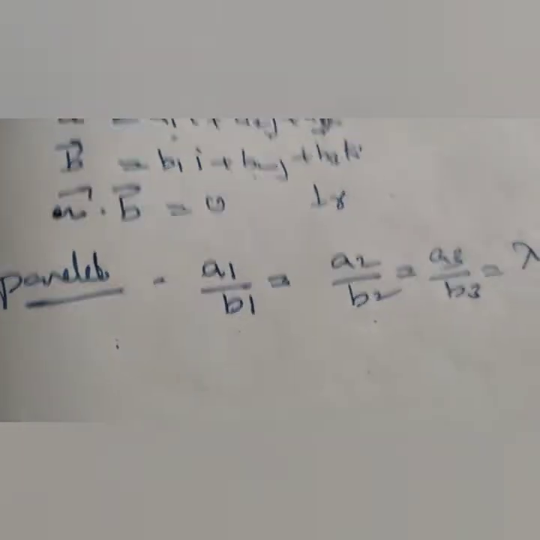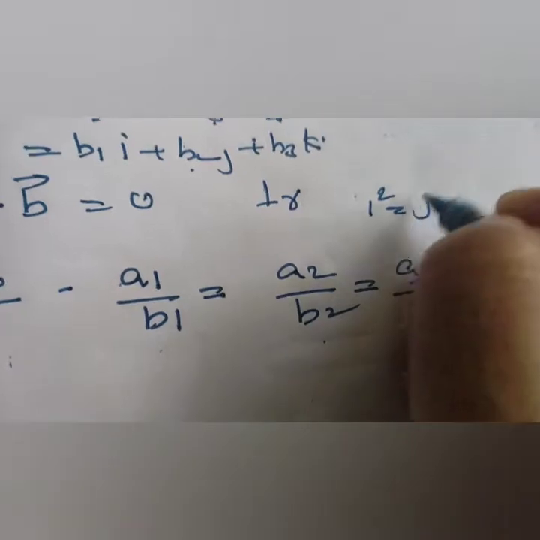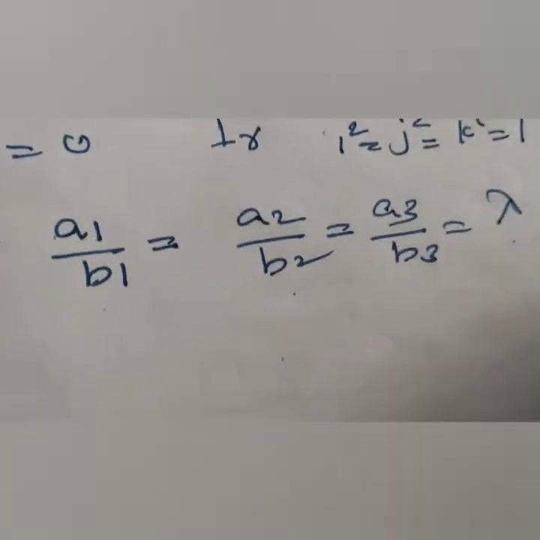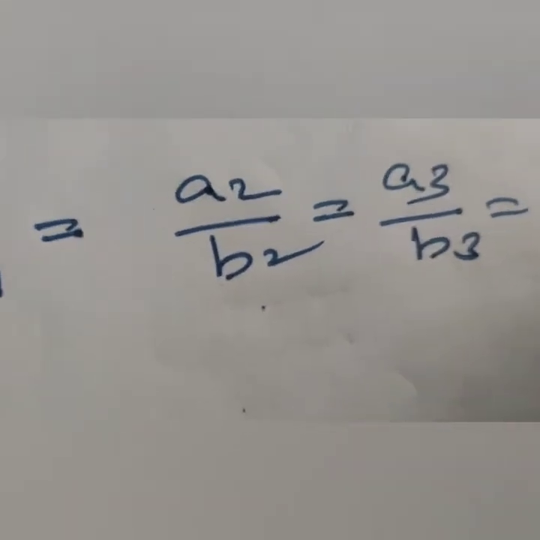Now, when you do these problems, remember always that I squared is equal to J squared is equal to K squared is equal to 1.